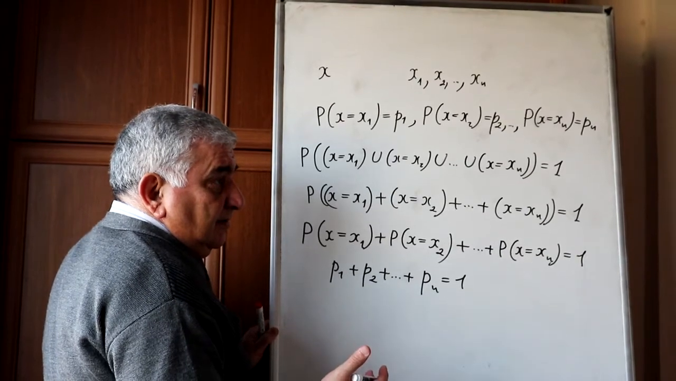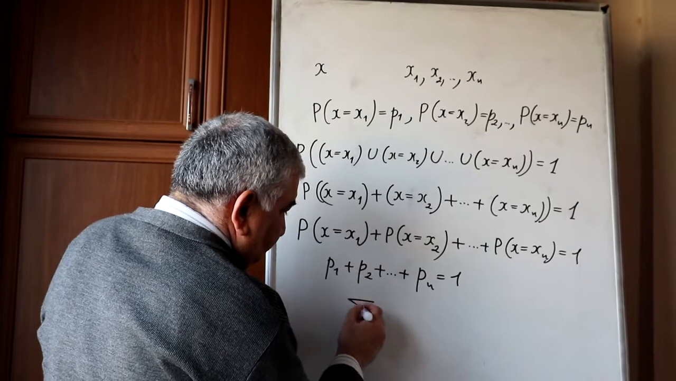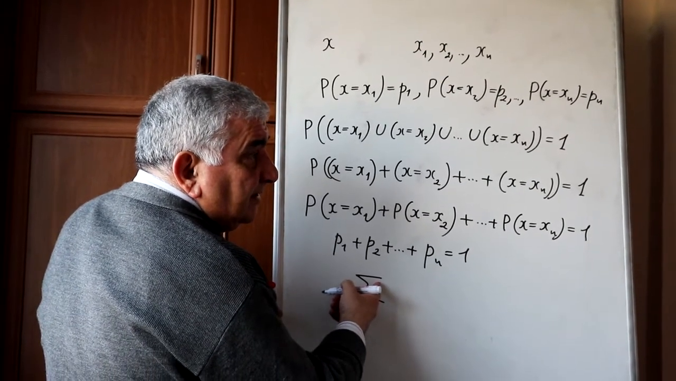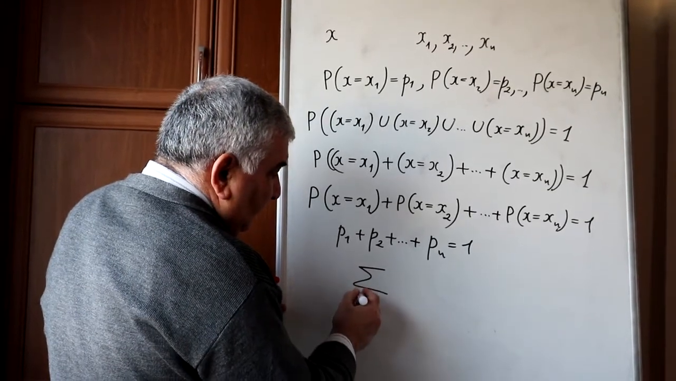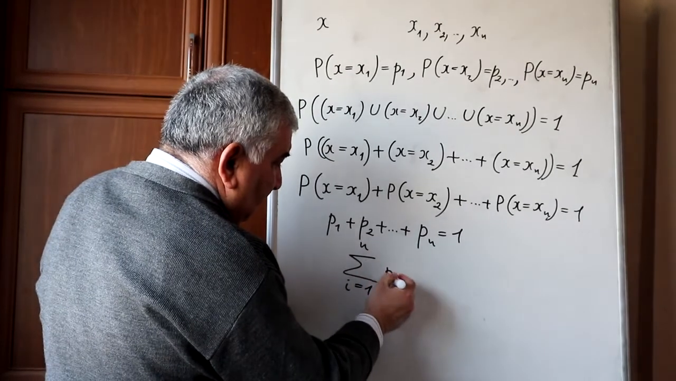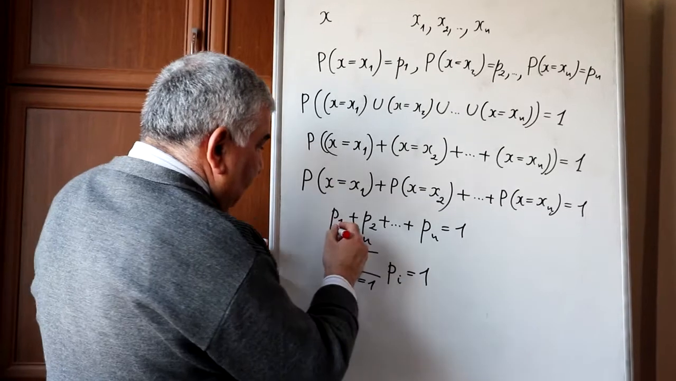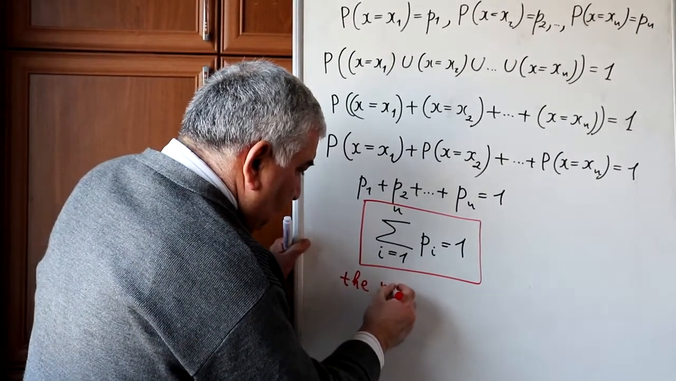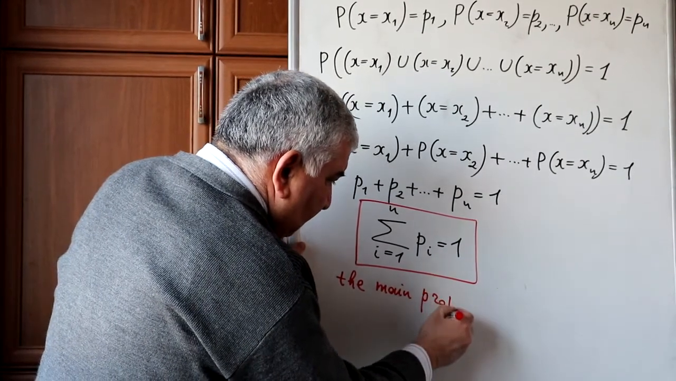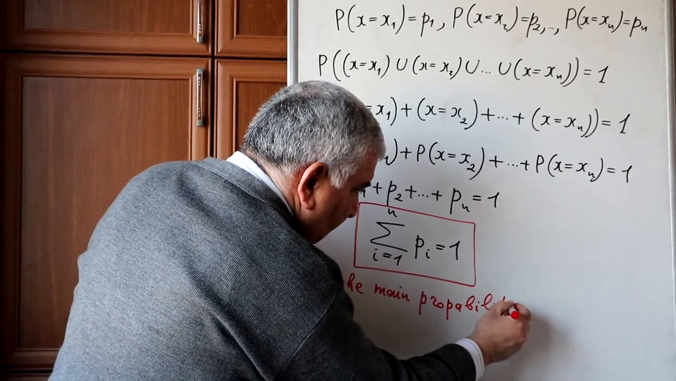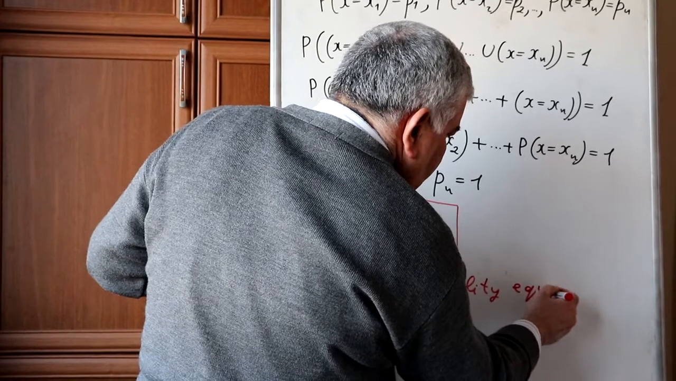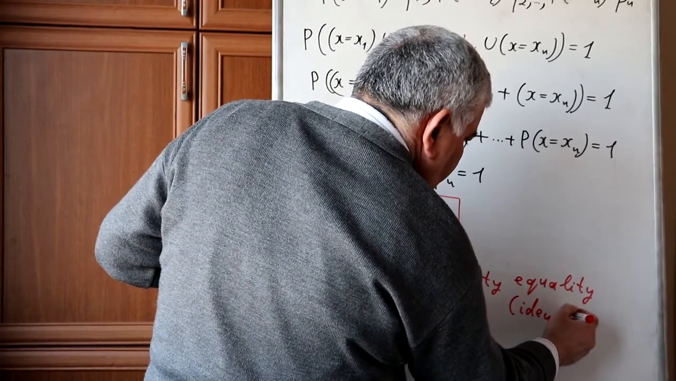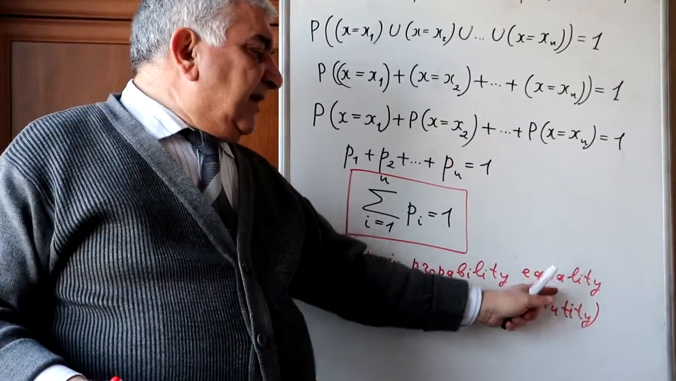Then use the summation symbol sigma. It is the capital Greek letter sigma, for i from 1 to n of p sub i is unit. It is the main probability equality or identity. Əsas ehtimal bərabərliyi və ya eyniliyi.